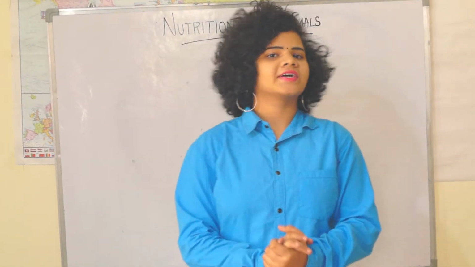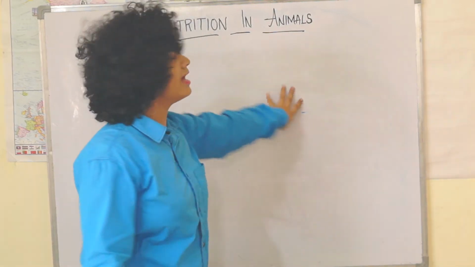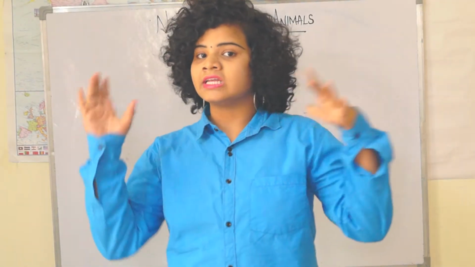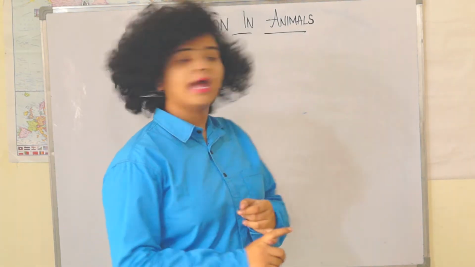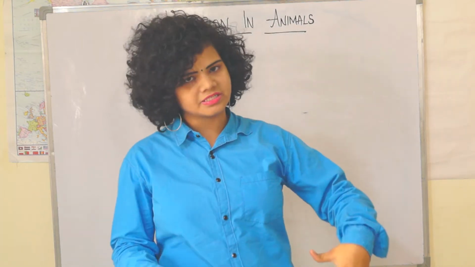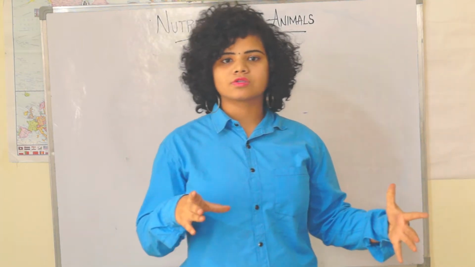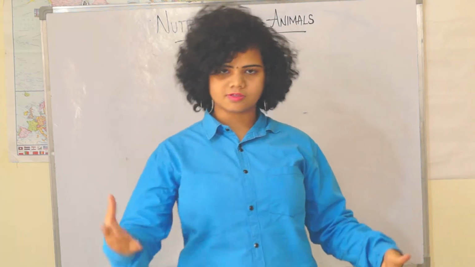Welcome. Let's start our class 7th NCERT, the second chapter, which is nutrition in animals. In the previous chapter, we learned about nutrition in plants. In this lesson, we learned about the autotrophs and the heterotrophs. Auto means self, trophs means nourishment, and heterotrophs means hetero means other, trophs means nourishment.